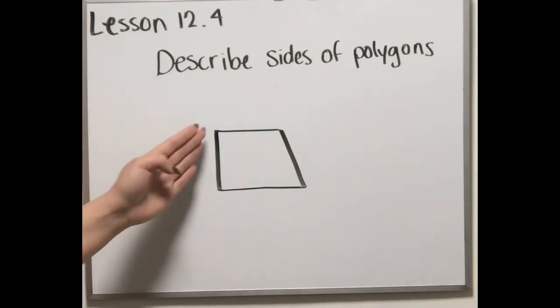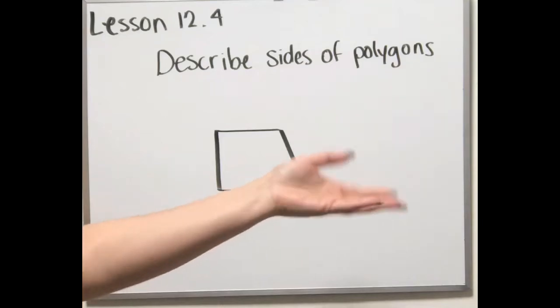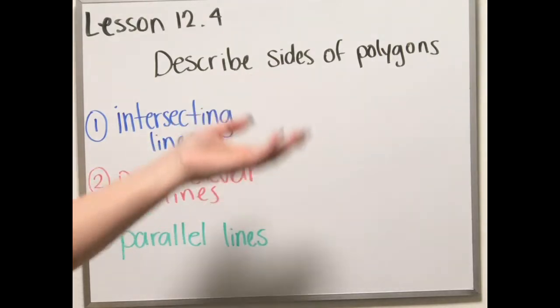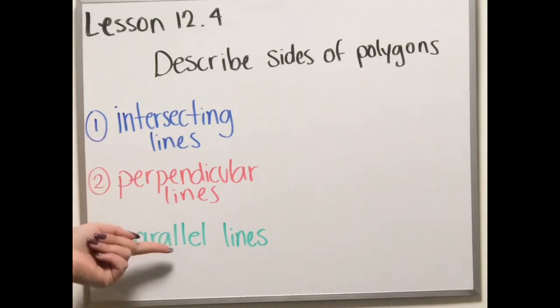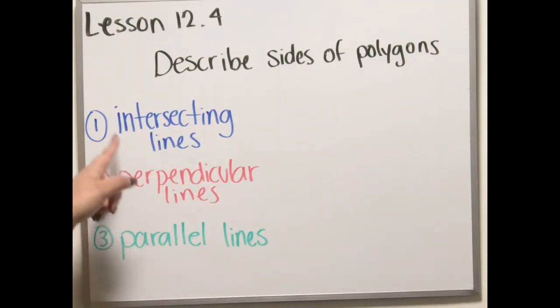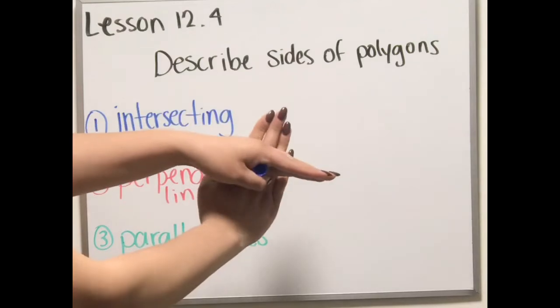So we're going to be describing the sides of the polygons. There are three main different ones, and we're going to be reviewing them with different shapes. Since polygons are made by sides, which are line segments, we have to review the different kinds of lines that these polygons are going to be made of. The first one, intersecting lines. Intersecting lines are lines that cross or meet at intersecting points. So what this means is that your lines are going to cross at some point.